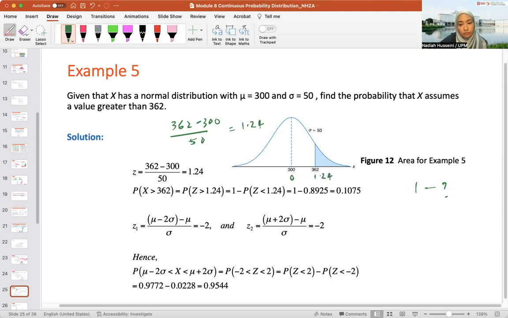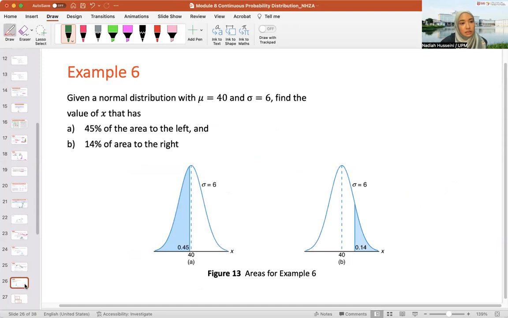So now I want to find what is the value for 1.24 in the table. And to find this region, 1 minus this region value, whatever that is. So let's see what they did here. 1 minus 0.8925. So you would get 0.1075, which makes sense. It's not supposed to be greater than 0.5 because it's small. Okay, moving on to the next example.